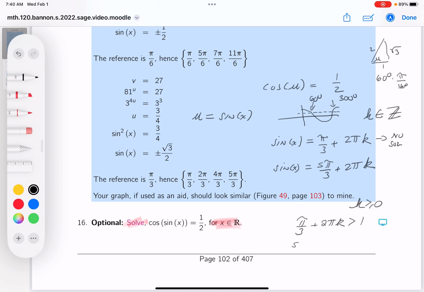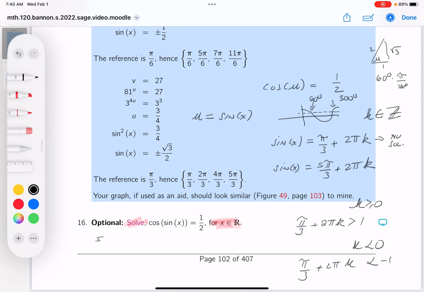Oh, you know what? I forgot to do the negative numbers. Let me do that. I shouldn't have been so quick with that, should I? Let me erase this over here. I didn't do the negatives. If k were negative, pi over 3 plus 2 pi k would be less than negative 1. Again, no solutions over here. So this has no solutions. No solution. All right? Let's do the other one.